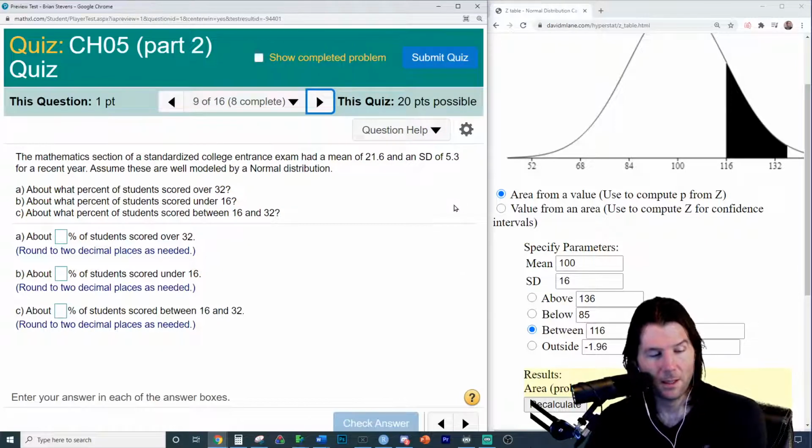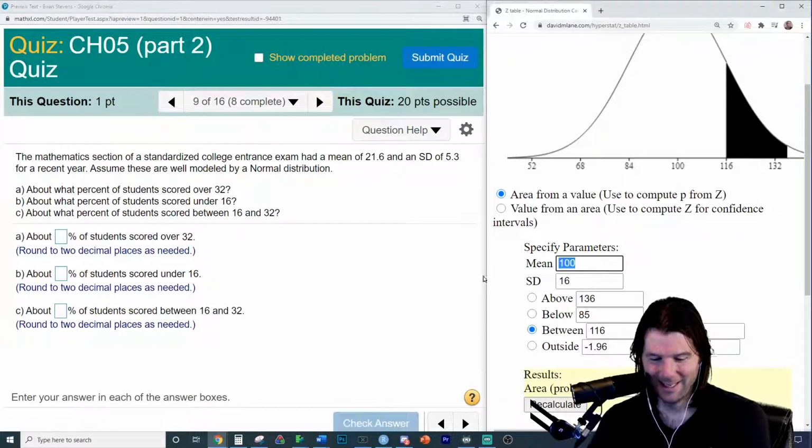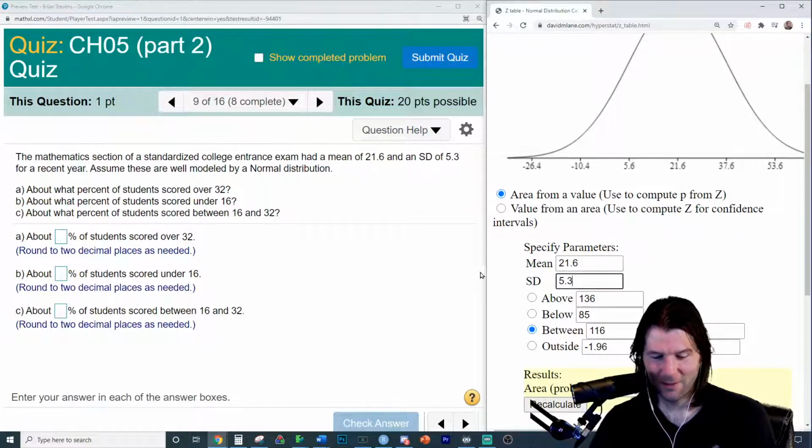Okay. So the curve has a mean of 21.6 and a standard deviation of 3.5.